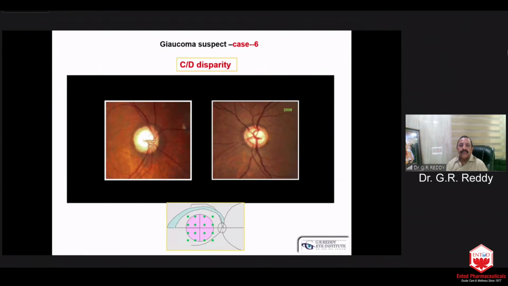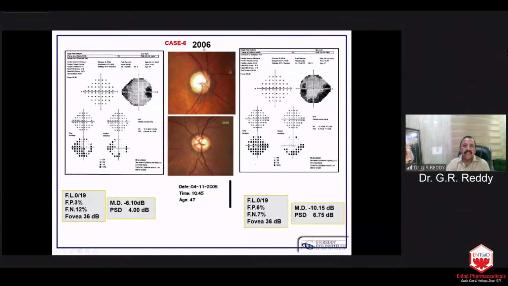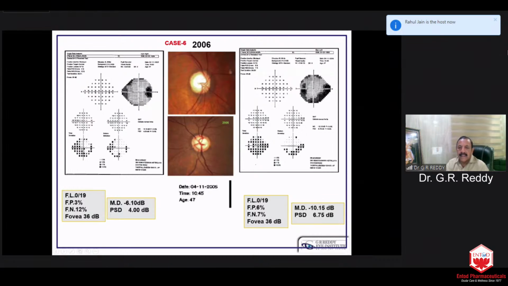Now coming to the 6th case. Here also I saw the patient in 2006. Almost the rim is excellent, and only a couple of disc disparity is there between these two. The fields were taken in 2006. They had lower arcade scotoma, here this lower arcade and biarcade scotoma. A well done field, 24-2 is the standard.